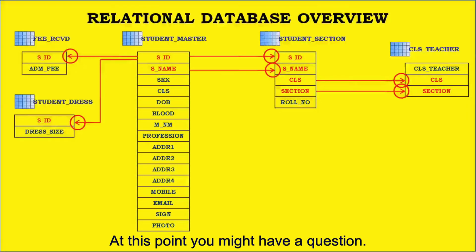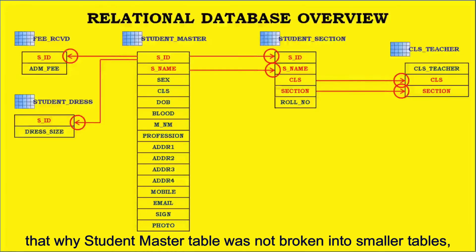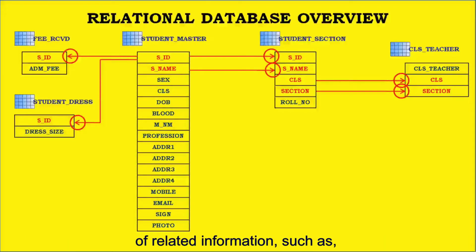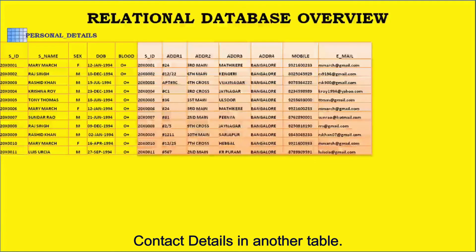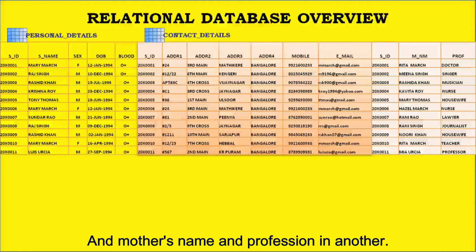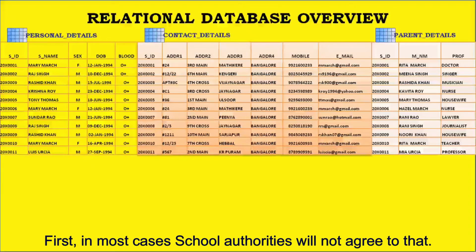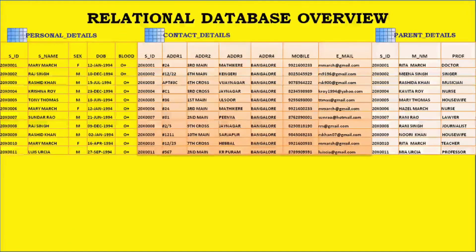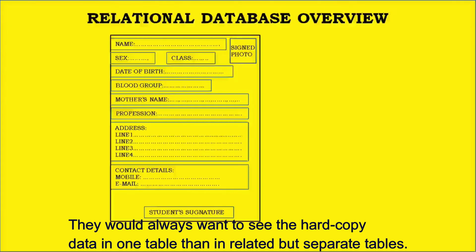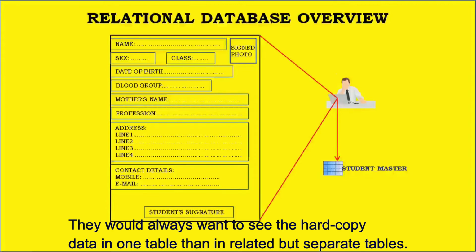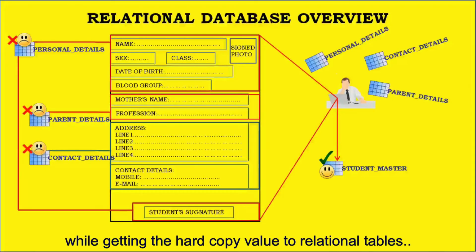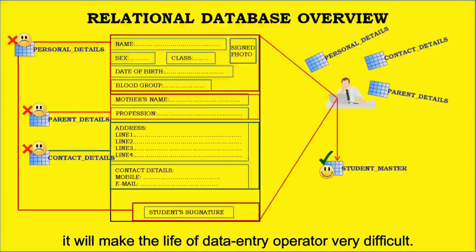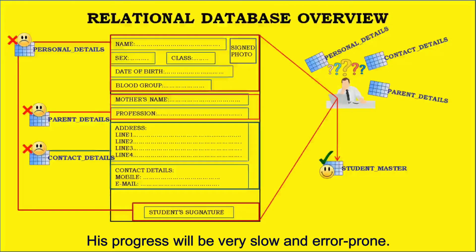At this point, you might have a question: why was the student master table not broken into smaller tables of related information, such as name, sex, date of birth and blood group in one table, contact details in another table, and mother's name and profession in another? First, in most cases, school authorities will not agree to that. They would always want to see the hard copy data in one table than in related but separate tables. Second, if the student information is broken down into smaller tables while getting the hard copy value to relational tables, it will make the life of the data entry operator very difficult. His progress will be very slow and error prone.